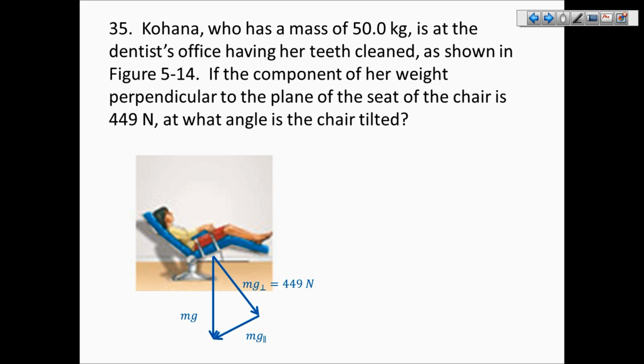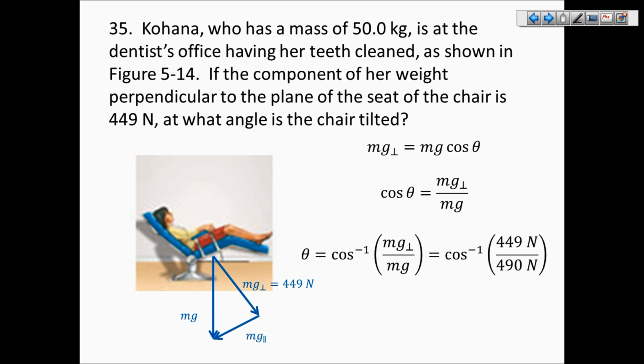We're trying to figure out what is the angle of the chair, so we're going to take that mg perpendicular and set it equal to mg cosine theta, because again, the angle of incline is matched at the top of this blue triangle. So we see that cosine theta is equal to mg perpendicular divided by mg. Now that's just simple division. I'm going to plug in my numbers for mg perpendicular, which we're told is 449, and I'm going to find her weight just by taking mass times gravity, and her weight is 490 newtons.